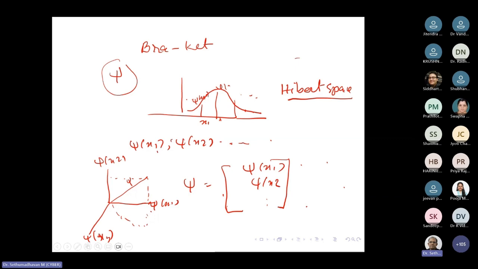Hilbert space is, I will say, complete and where Cauchy theorem is valid. You may find it difficult to understand what is complete and Cauchy theorem. I will explain simply. A space with the polynomials, for example, x, x square, etc.